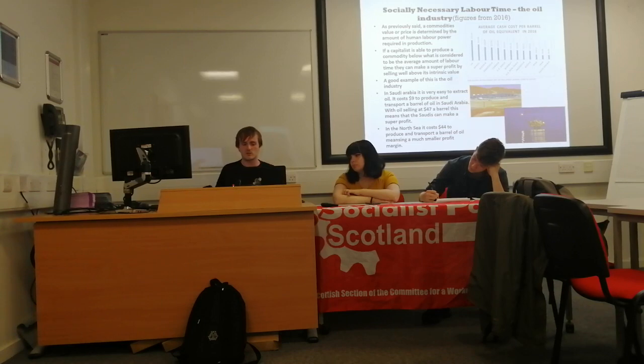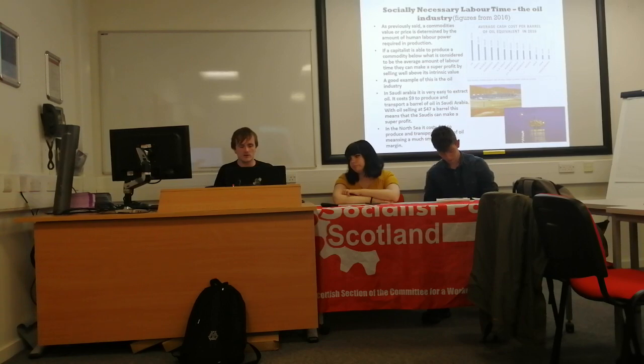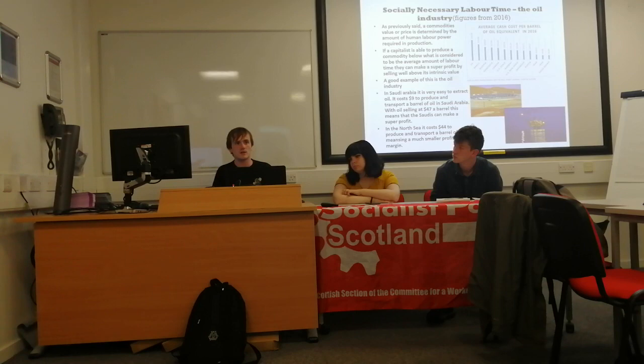So oil is probably the best example of this because it's very straightforward. Now, in Saudi Arabia, for example, it's very easy to extract oil. Stuff's practically flowing out of the ground. It only costs $9 to produce and transport a barrel of oil in Saudi Arabia. Oil sells at $47 a barrel. And that means that Saudis can make a super profit by selling it well above what it's intrinsically worth. But in the North Sea, it costs $44 to produce and transport a barrel of oil, meaning a much smaller profit margin.